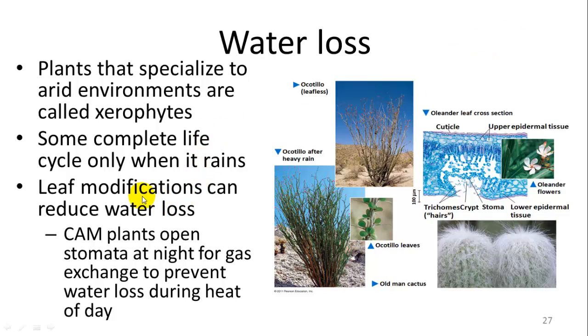Some of these leaf modifications can also reduce water loss, so they can have vertical leaves, thin leaves, or small leaves that are close to the plant. They can also open or close their stomata. So sometimes they will open their stomata at night and do the gas exchange then, and then close the stomata in the daytime to prevent water loss.